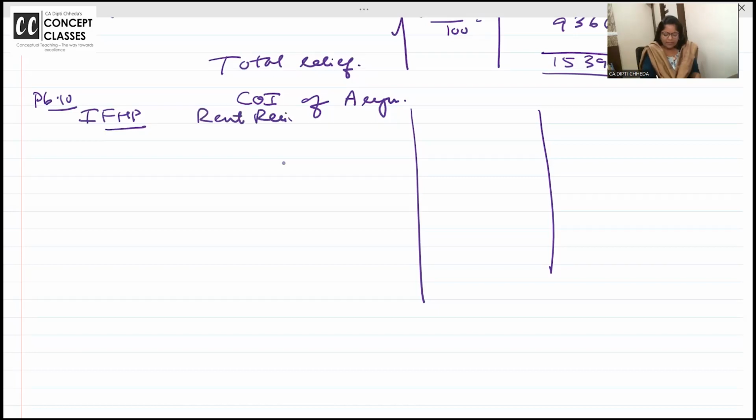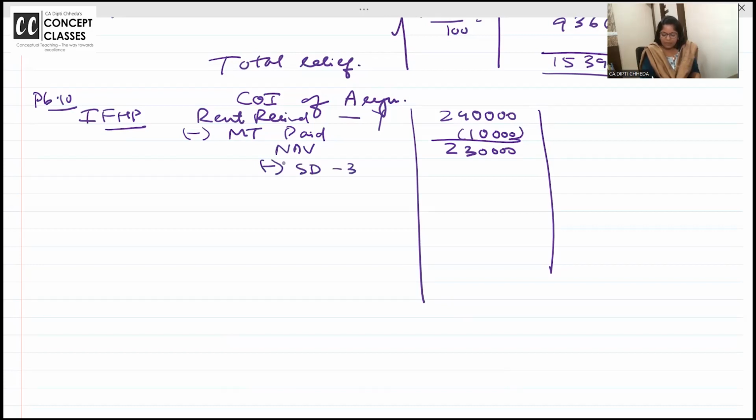Rent received in country Y: 2,40,000, minus municipal taxes paid 10,000, gives 2,30,000. Then 69,000 is the standard deduction.